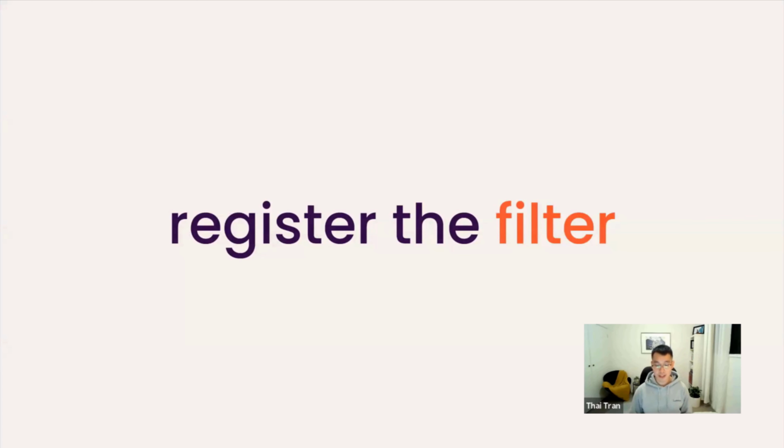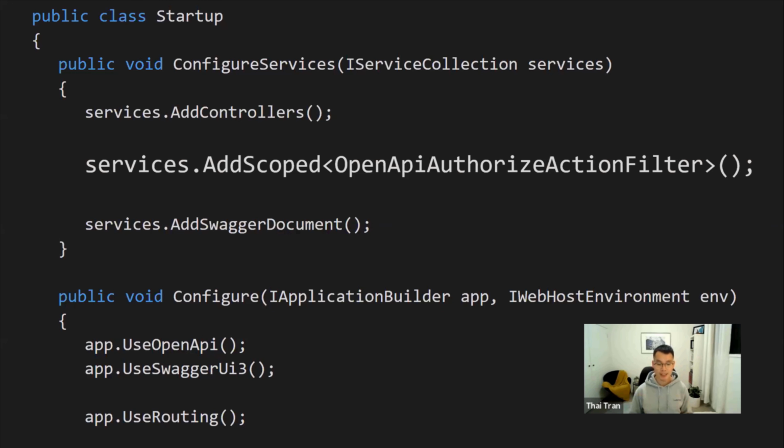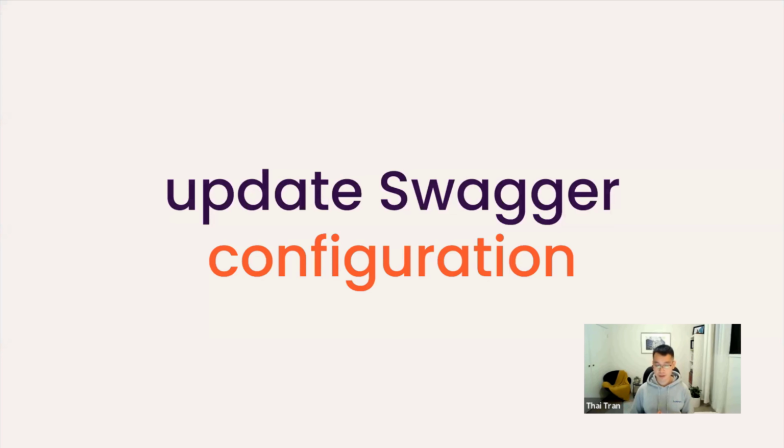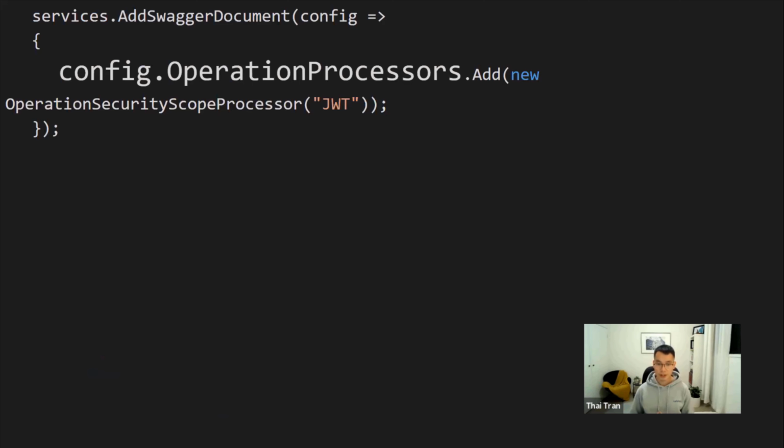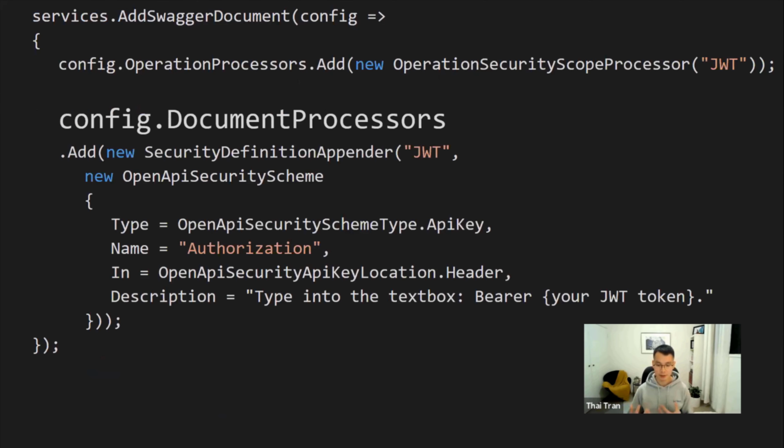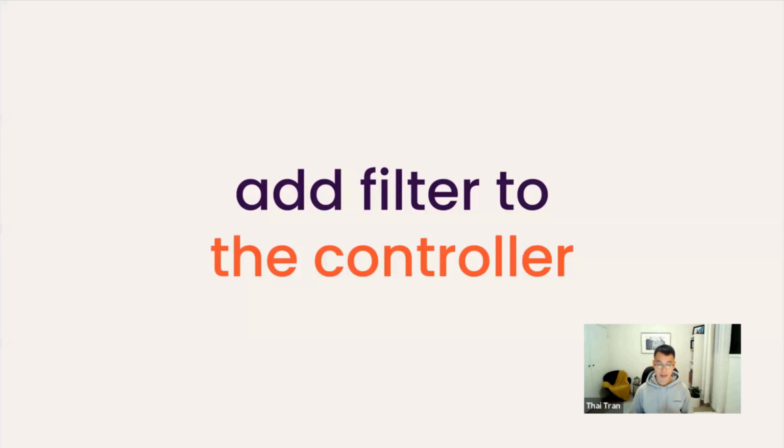And the second step is to register the filter. Now we need to go back to the startup file. In your startup file, just right after the line where you add the controllers, you can say services.AddScoped and you pass in your custom action filter. The third step is to update Swagger configuration. So now you need to go to the Configure method in your startup. You need to add the operation processor. You need to add the document processor. And the last step is to add the filter to the controller.